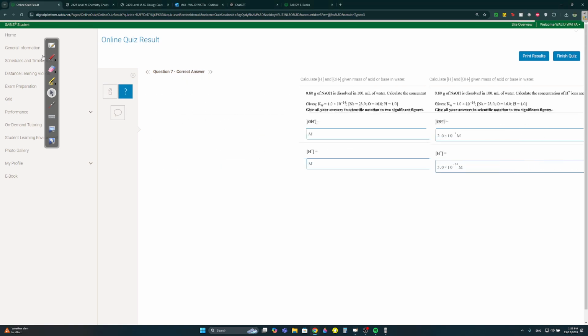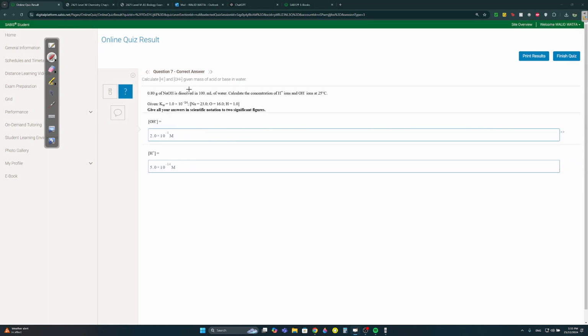These questions are nice and petite. Please make sure you know how to solve all of these, because I'm convinced you're going to get at least 3 or 4, maybe 5 questions on calculating H plus and OH minus.